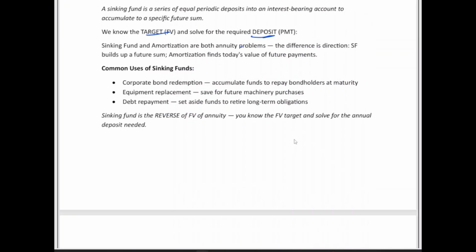So common uses of sinking fund, right? It is used for corporate bond redemption. You accumulate funds to repay bondholders at the maturity date. It's also used for equipment replacement. You save for future machinery purchases. So you set aside funds to retire long-term obligations. So sinking fund is the reverse of future value of annuity.